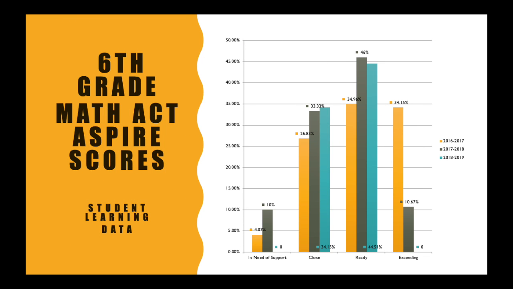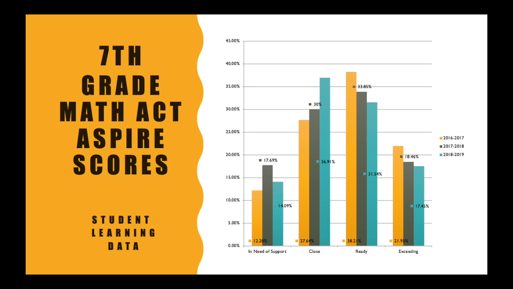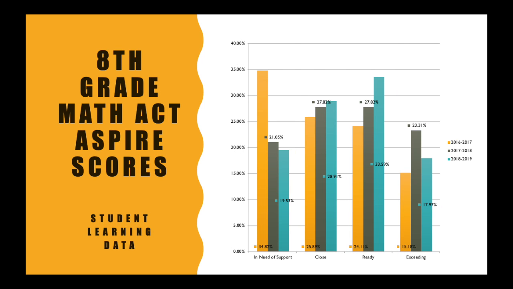For the 6th grade math, a majority of the students are in the close and ready categories. We need to work on improving those scores so that more students are at the exceeding level. For the 7th grade math, a majority fell in the close, ready, and exceeding, which is an improvement from 6th grade. And for 8th grade math, the bars start to even out more across the board, with more students falling in the in need of support and close categories, which we need to improve.